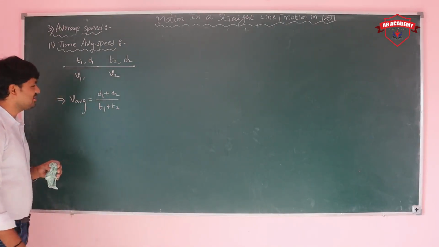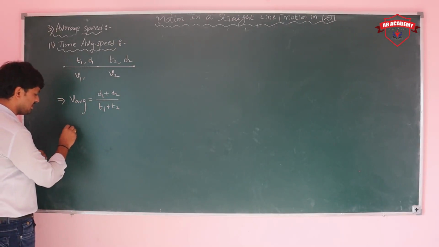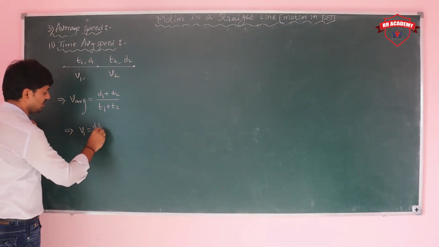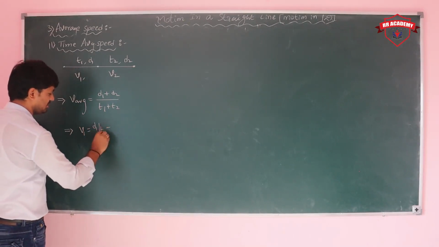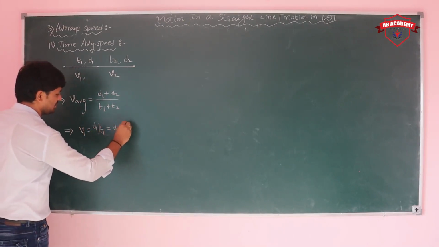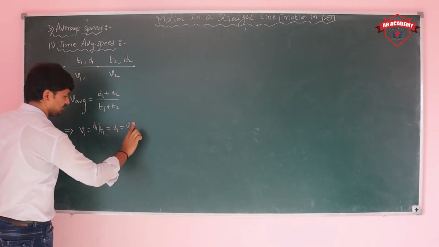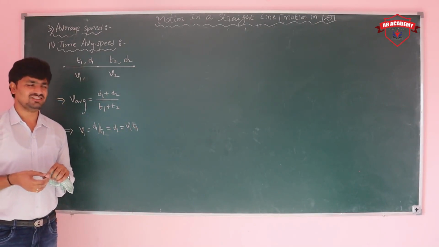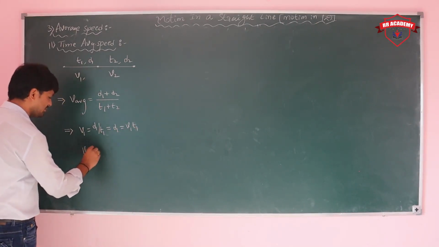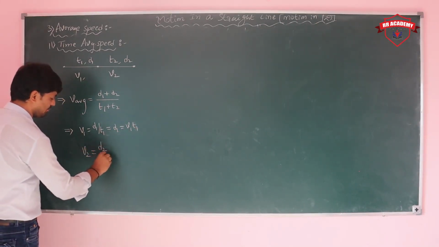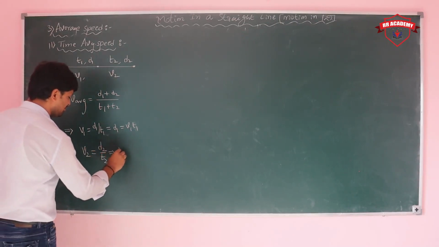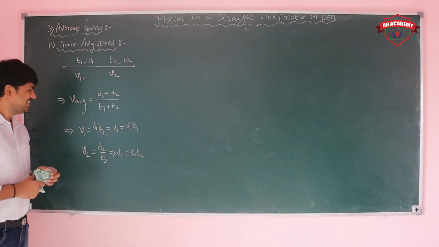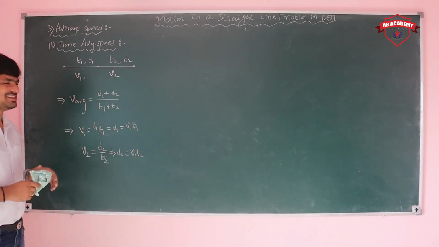So let's substitute d1 and d2 values here. Generally v1 is equal to d1 upon t1. Simply d1 is equal to v1 t1. Next, v2 is equal to d2 upon t2. Then d2 is equal to simply v2 t2. Just put d1 and d2 values in this expression.